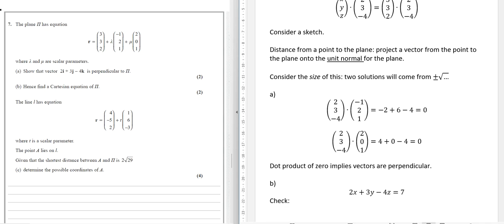And I could then check if I want to be on the safe side. I take a point that I know is on the plane. Now I might use the same point, but just if I want to be really sure, I pick a different point. Maybe I set lambda equal to 1 and mu equal to 0 and see what I get. So I'll have the point 2, 5, 3.